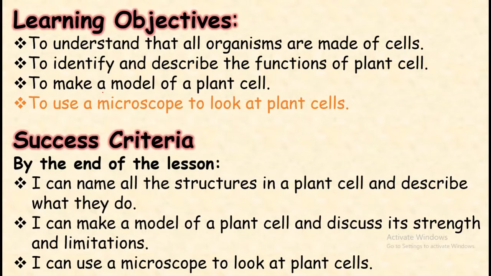Success criteria. So when this lesson finishes, each student will be able to name all the structures in a plant cell and describe their functions. Also, the students will be able to make a model of a plant cell and discuss its strengths and limitations. Finally, the students will be able to use a microscope to look at plant cells.